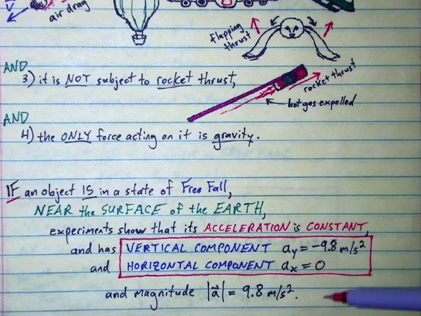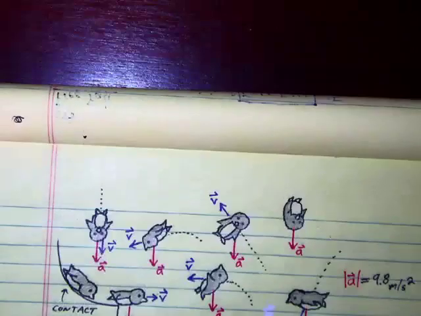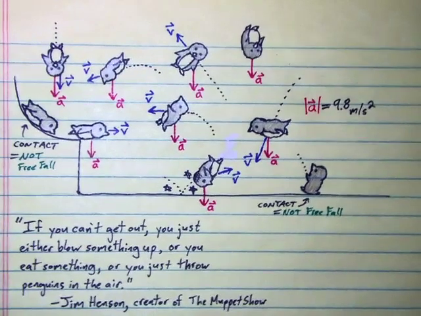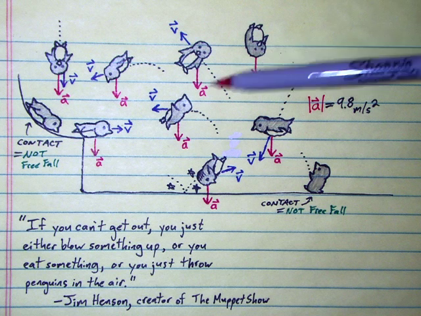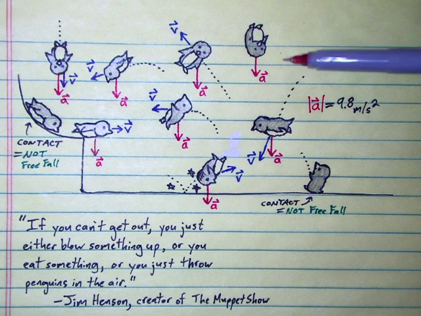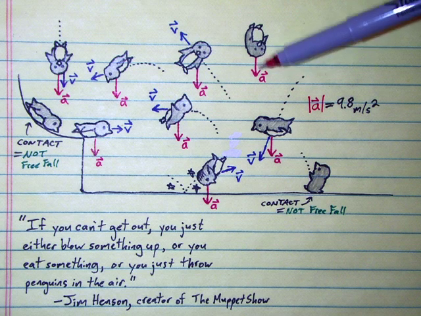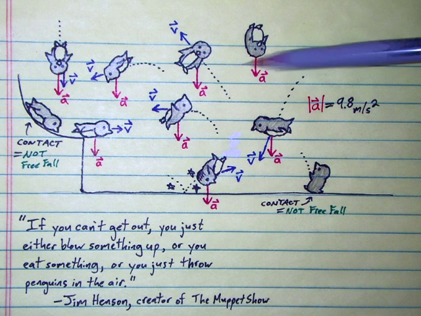Let's look at some examples of objects that are in free fall. Okay, here are a bunch of penguins moving through space, and most of them are in free fall. The red arrows indicate their acceleration vectors. And note, for all of them that are in free fall, their accelerations are pointing straight down, their y component is negative 9.8 meters per second squared, and their x component is 0.